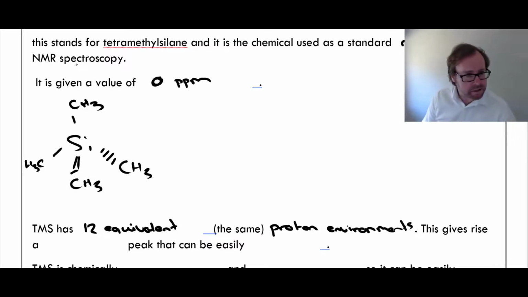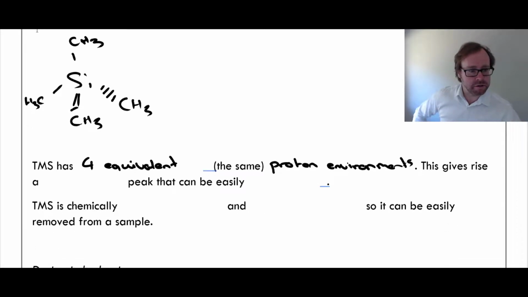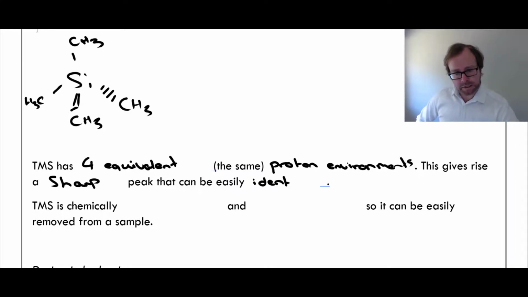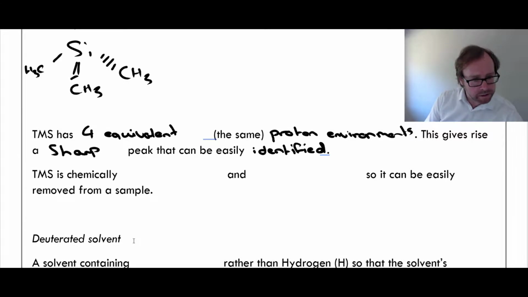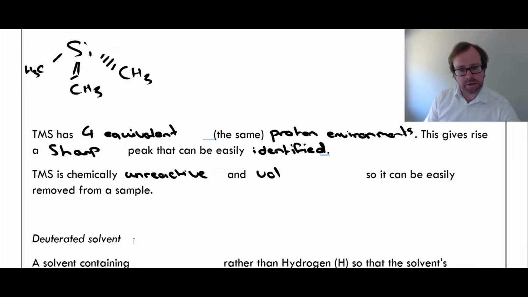That doesn't make any sense. It has 1, 2, 3, 4 equivalent methyl groups. So each of these CH3s are the same. Yep, they're exactly the same. And this gives rise to a sharp peak that can be easily identified. And TMS is chemically unreactive and volatile, so it can be easily removed from a sample if required.